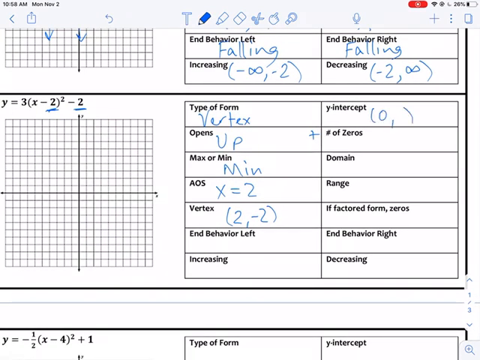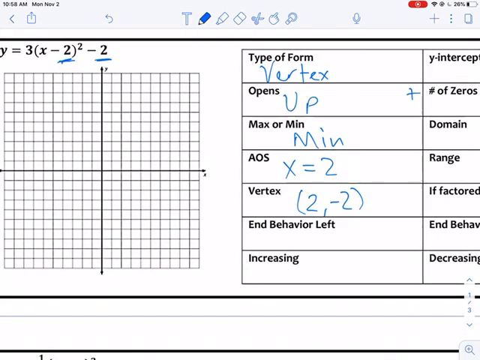Our y-intercept is still 0 something. So I can plug in 3 times 0 minus 2 squared minus 2. And that's going to get us our y value here of 10. So let's do some graphing. So we're going to go 2, negative 2. And we know that our first slope is up 3. So we're going to get pretty steep here. And our y-intercept is at 10. And then we can reflect it across. There we go.